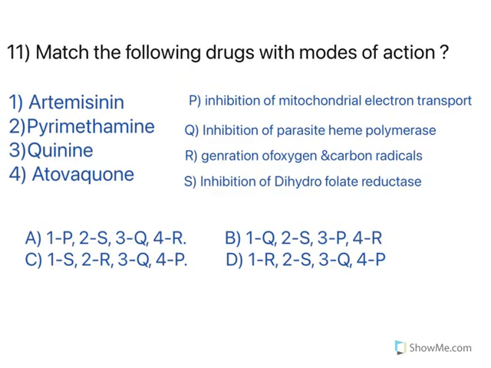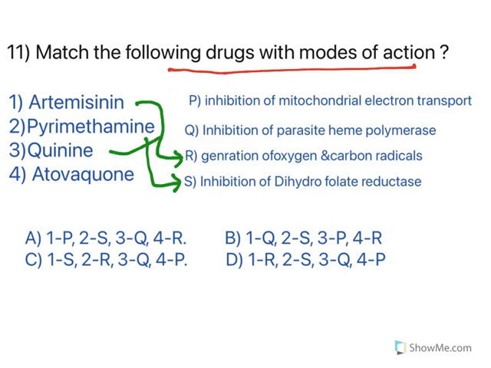On to the next one: match the following drugs with modes of action. Now look at them. Artemisinin generates oxygen and carbon free radicals. Pyrimethamine inhibits dihydrofolate reductase of the malarial parasite. Quinine inhibits the parasite's heme polymerase. Atovaquone inhibits mitochondrial electron transport. So artemisinin, 1, goes with R. 2 goes with S. Quinine, heme polymerase, and atovaquone inhibits mitochondrial electron transport. So option D is the correct one.